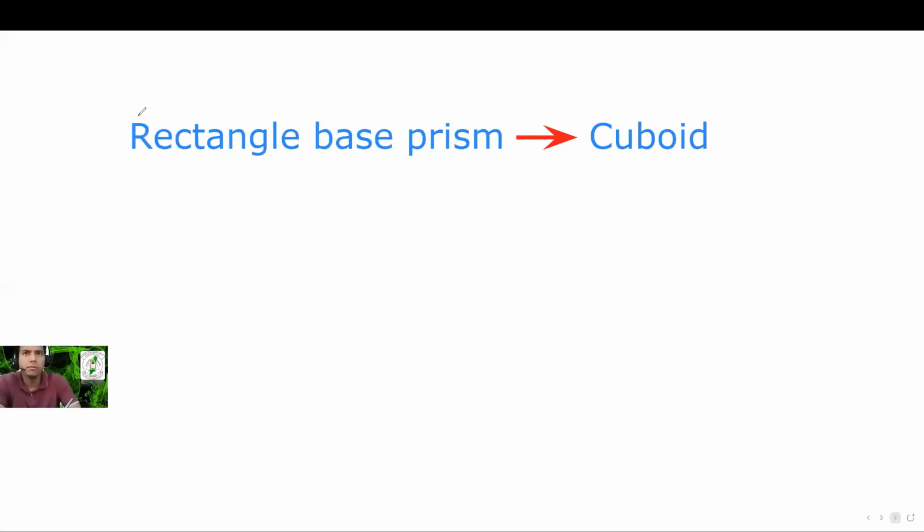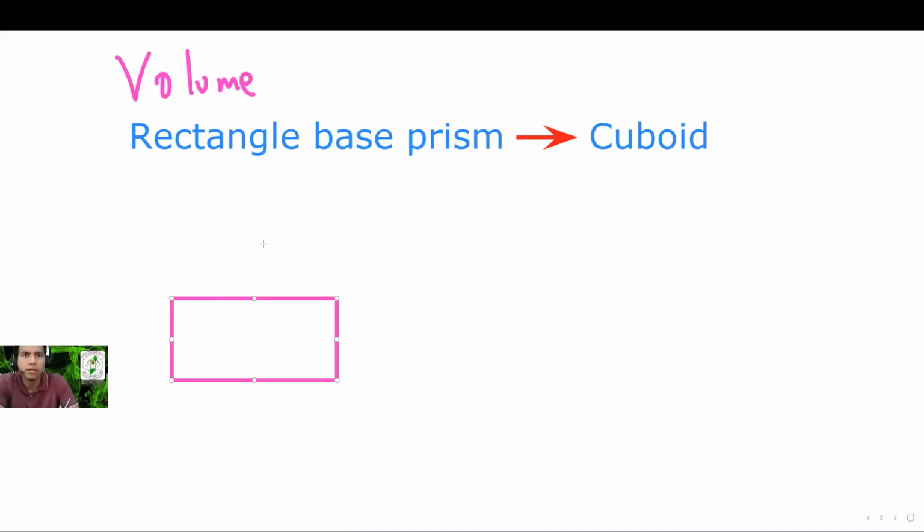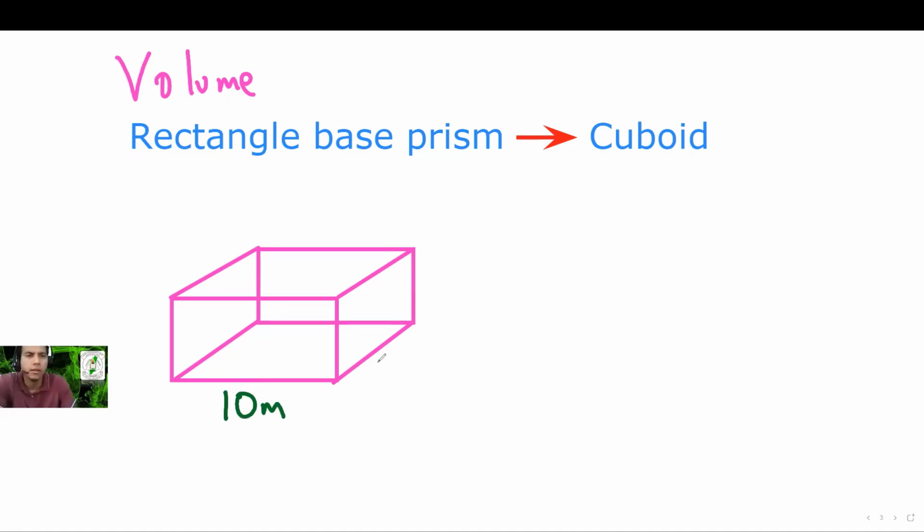The second volume that we want to focus on is for a rectangle base, and that is a cuboid. So let us draw a scenario here of a cuboid. For this one, we'll have rectangles. The length, in this case, let's say is 10 meters. The width, let's consider it 8 meters. And the height, let's consider it 5 meters.